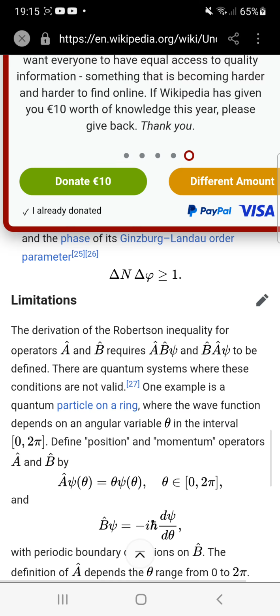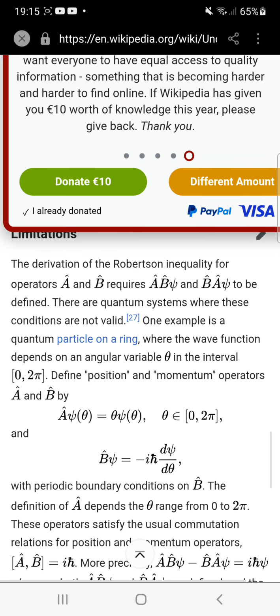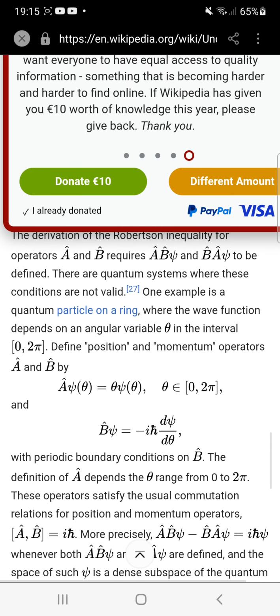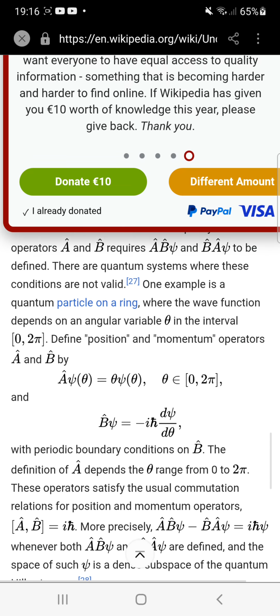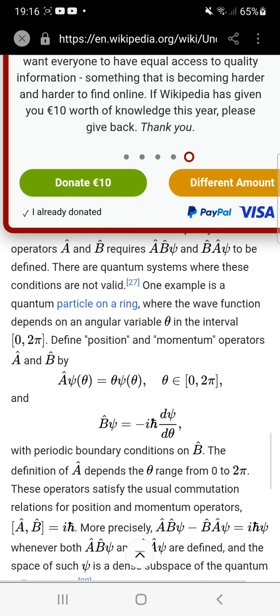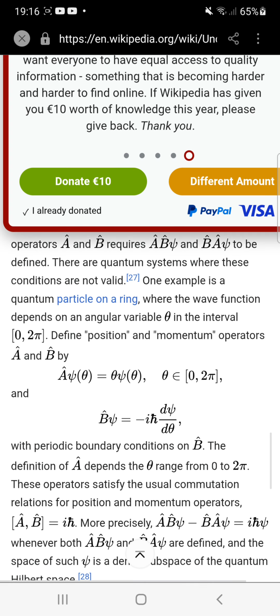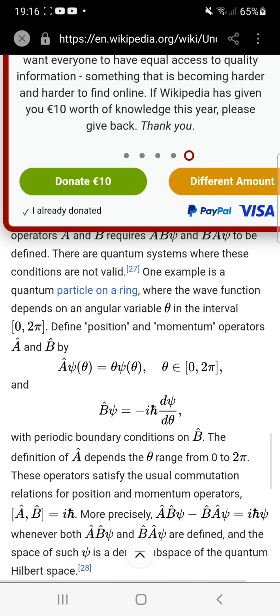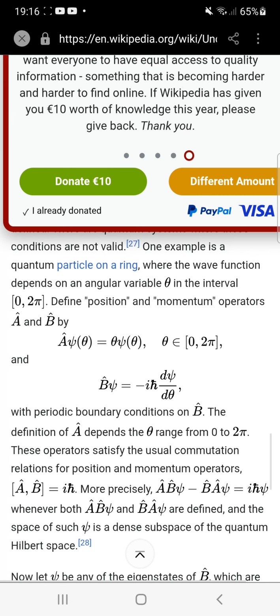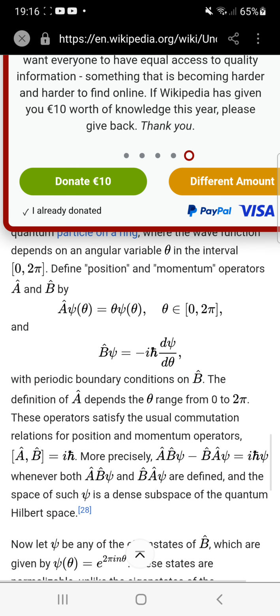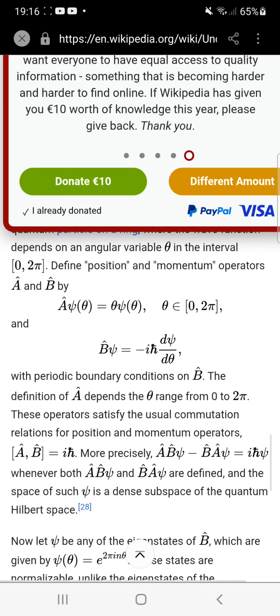Limitation: the derivation of the Robertson inequality for operators a hat and b hat requires a hat b hat g and b hat a hat g to be defined. There are quantum systems where these conditions are not valid. One example is a quantum particle on a ring, where the wave function depends on an angular variable theta in the interval 0 to 2 pi.